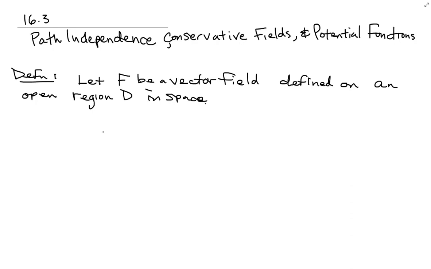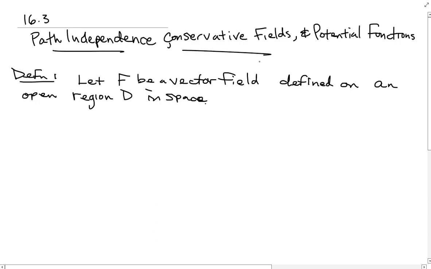Hey everyone, in this video we're going to be talking about path independence, conservative fields, and potential functions. So let's jump right in and define path independence and what it means for a field to be conservative. So here's our definition, and this is just the fine print statement we need to include at the beginning. Let F be a vector field defined on an open region, which we're going to call D, in space.